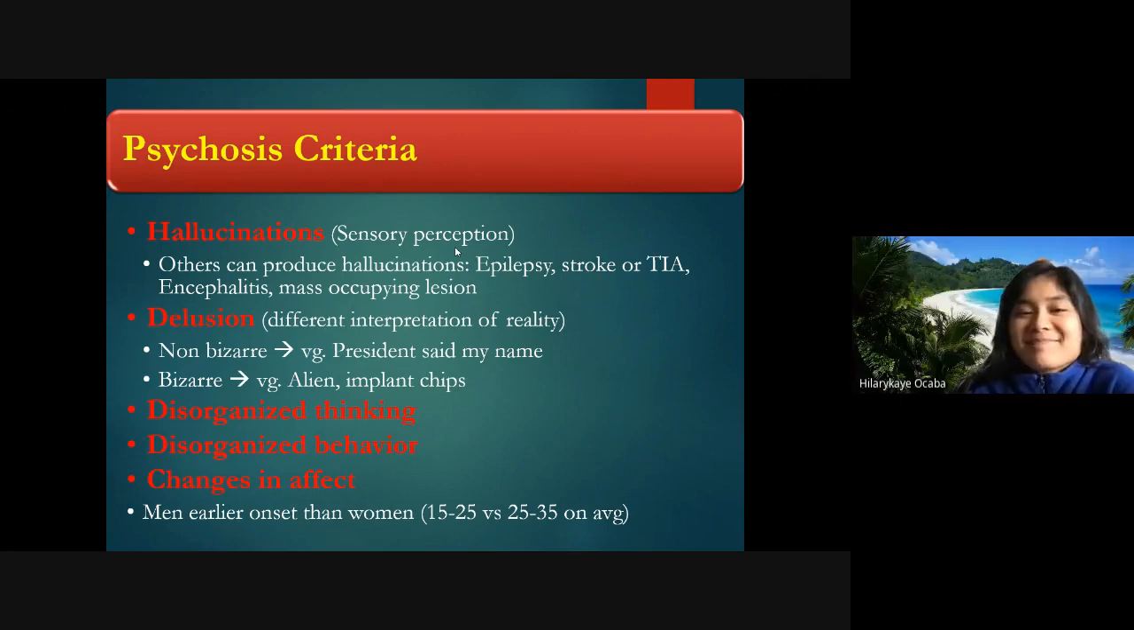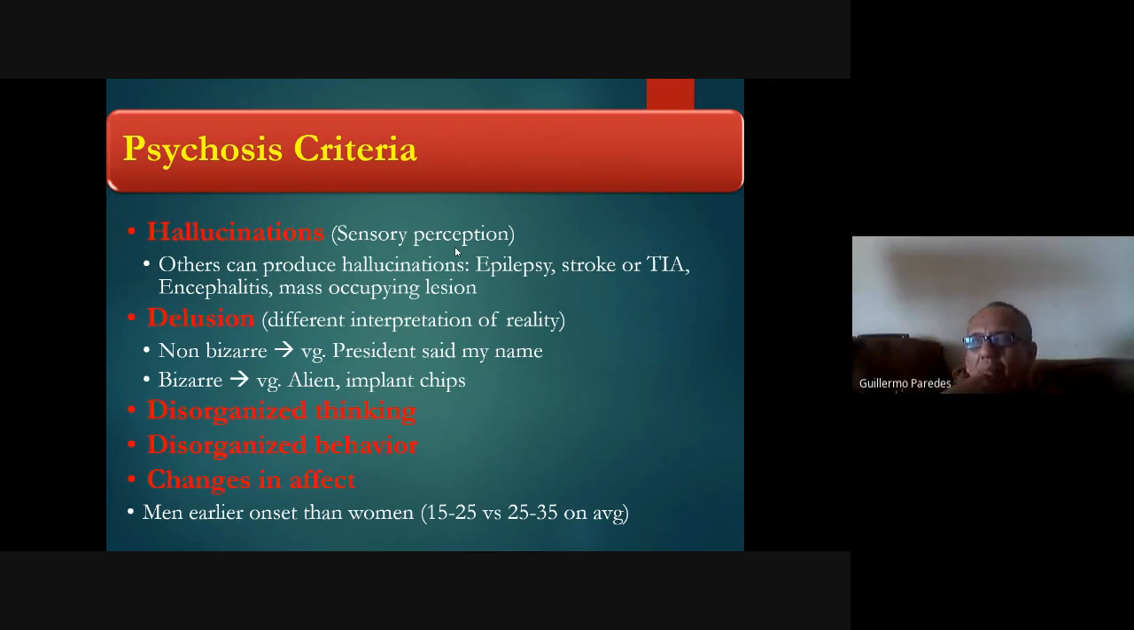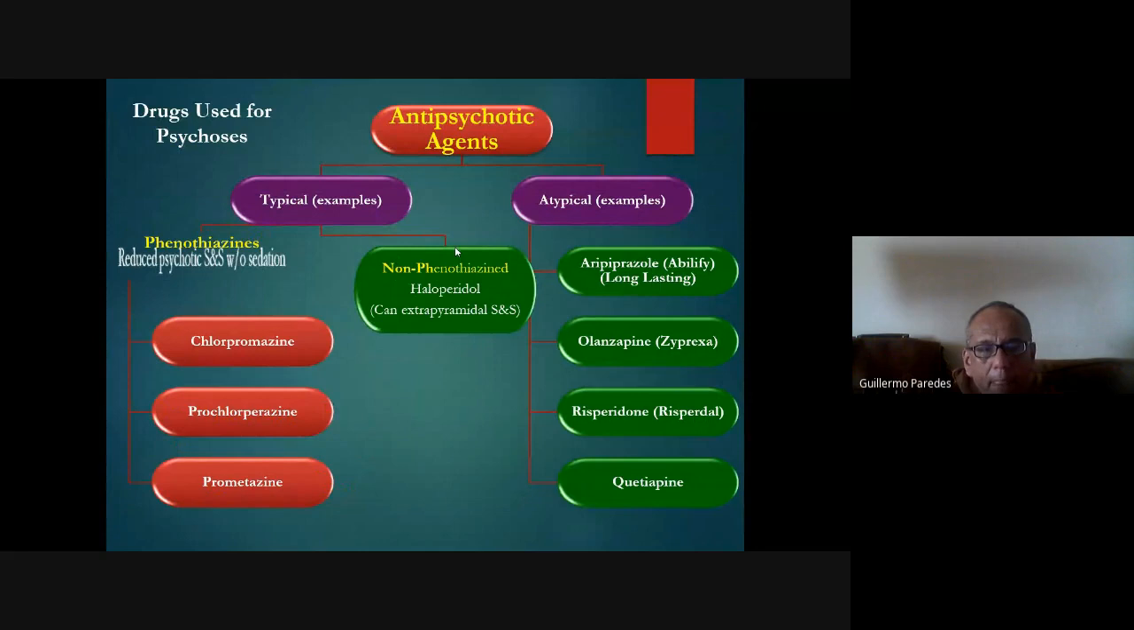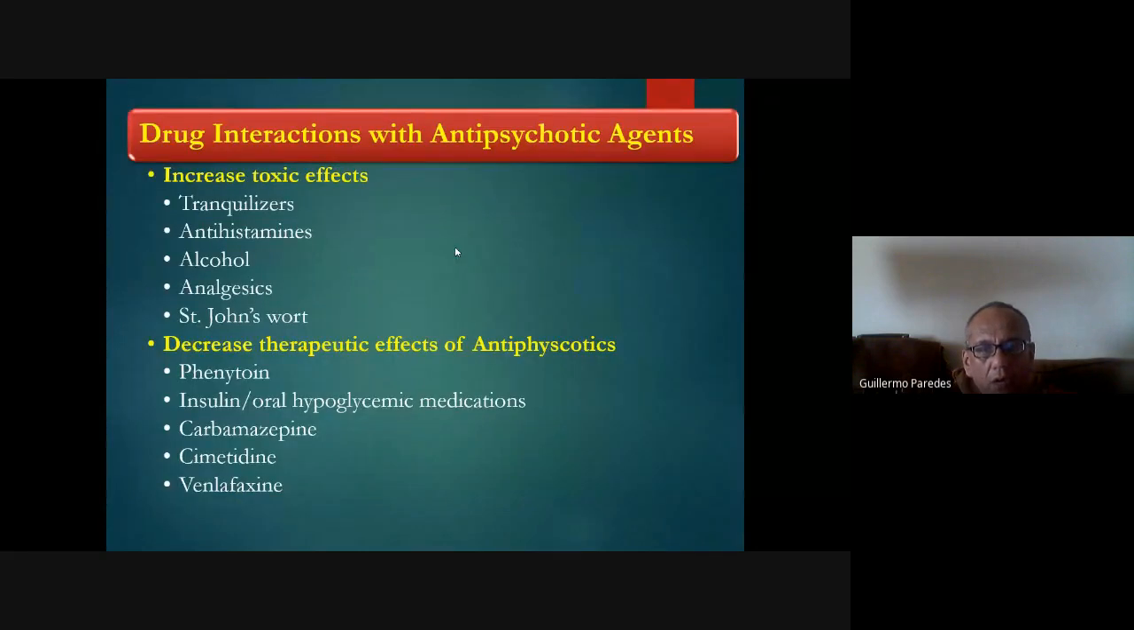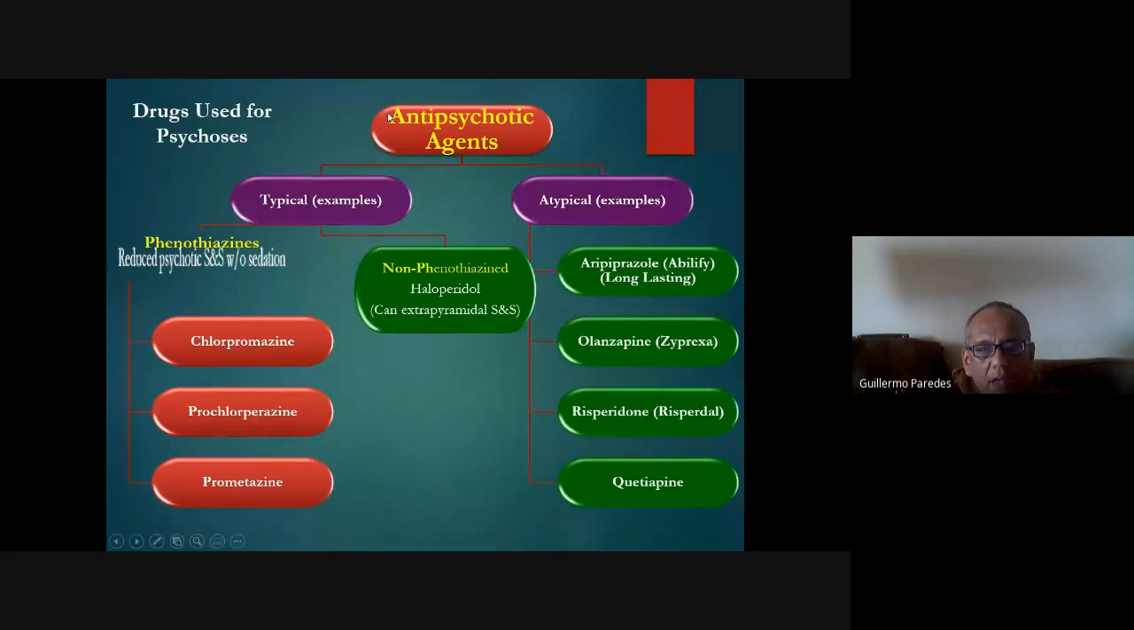Yes. Okay, and that mostly happens in girls 15 to 25 years old versus 25 to 35 on average. Those are the ages, so 15 to 35, that is the time that mostly they have problems here. Okay. All right, so let's talk about the drugs.